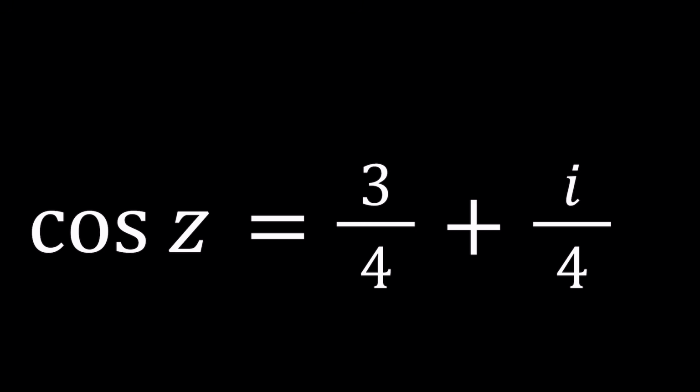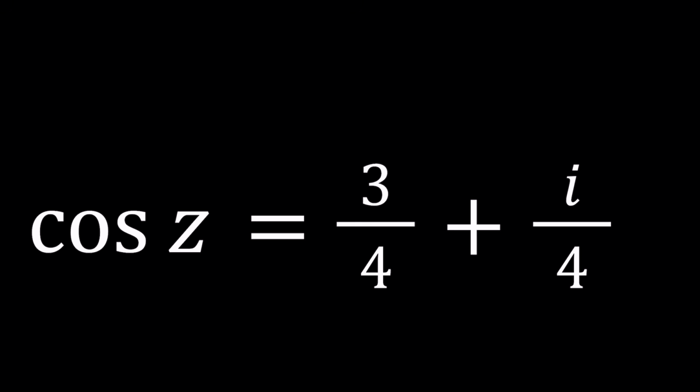This channel is all about complex numbers, and in this video we're going to be solving an interesting trigonometric equation with complex numbers. How exciting this can get, right? So we have cosine of z equals a complex number, which is 3 over 4 plus i over 4. How can we find the z value from here?